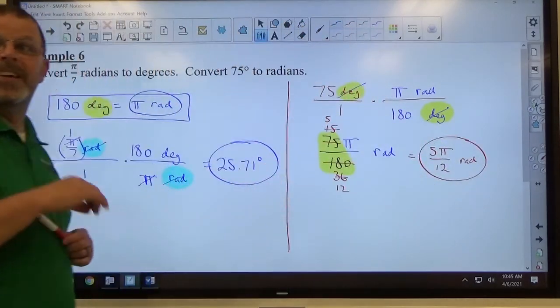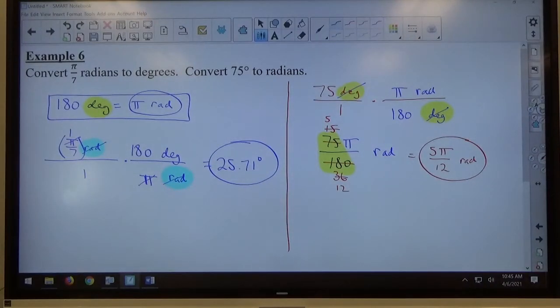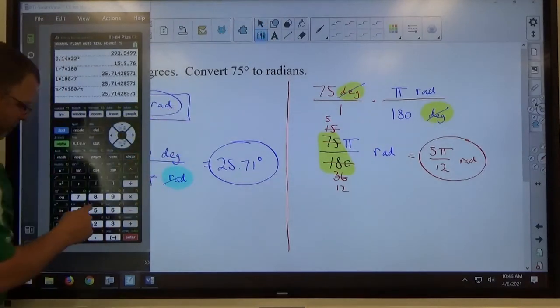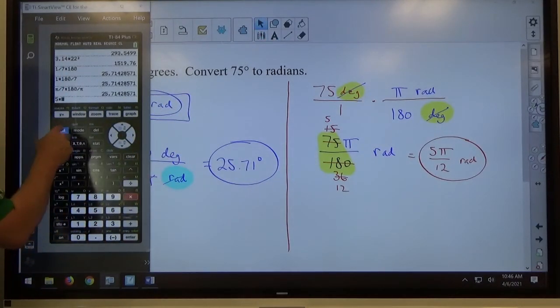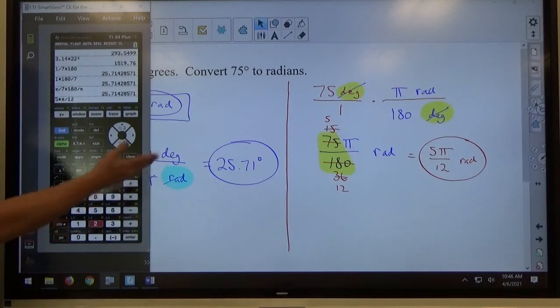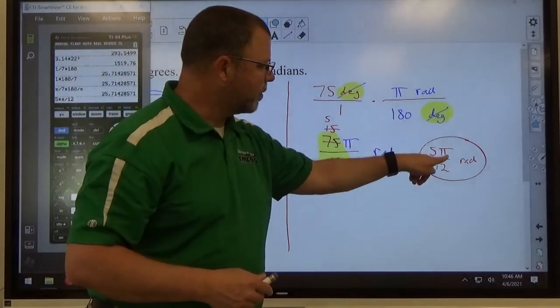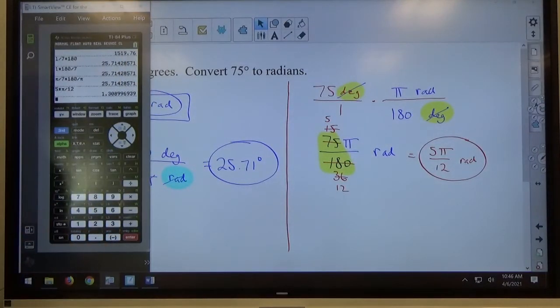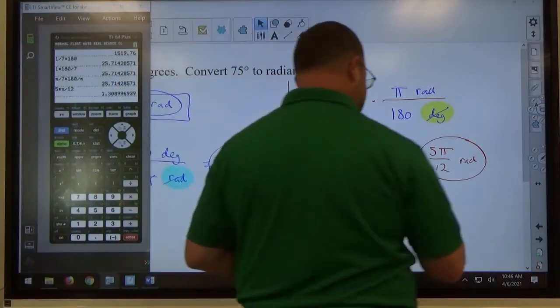That is the correct answer, exact correct answer in terms of pi. So if they actually use the word exact in the problem, they want an answer looking like that. If they don't specify exact or approximate, then you can give me either that answer or the approximate answer using your calculator. So if I punch in my calculator, 5 times pi divided by 12. Again, I'm entering this fraction. This times this divided by that equals, spits out 1.31 radians.